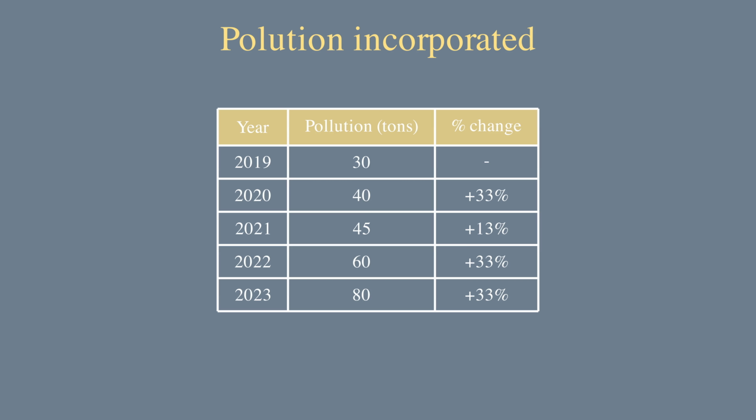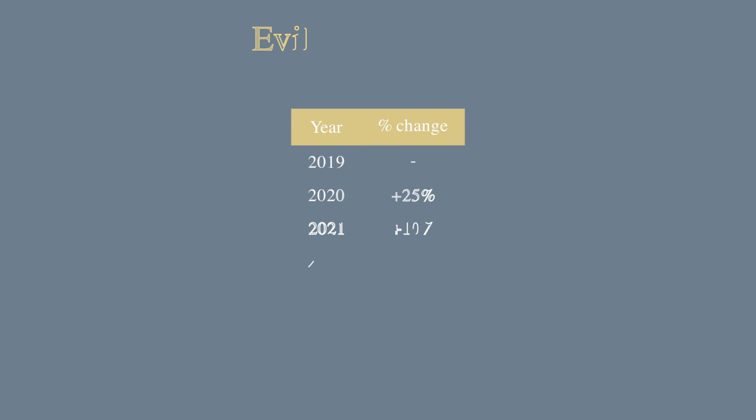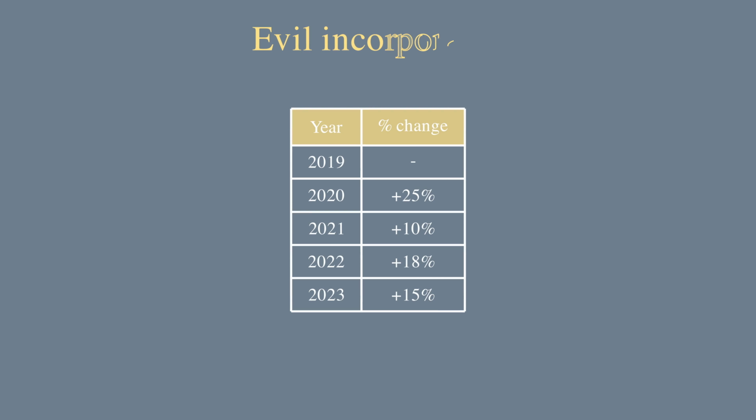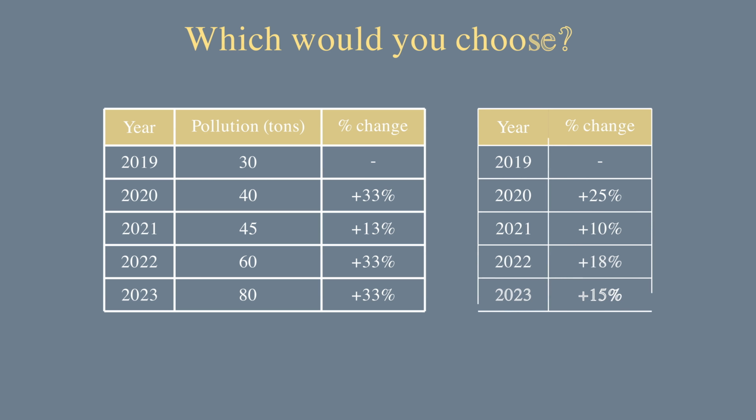When the director of Pollution Incorporated leaves, the owner of Evil Incorporated comes into your office. He shows you this table. There's less data on the chart, but when you compare the tables, you notice that Evil Incorporated's pollution in percentage terms has increased much less. Where's the catch? Try to think about it yourself before we give the answer.